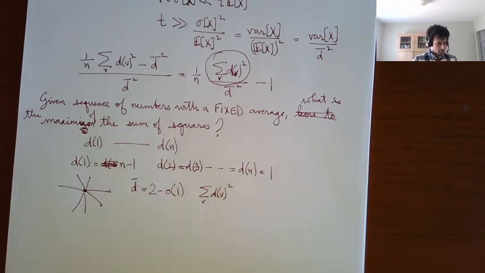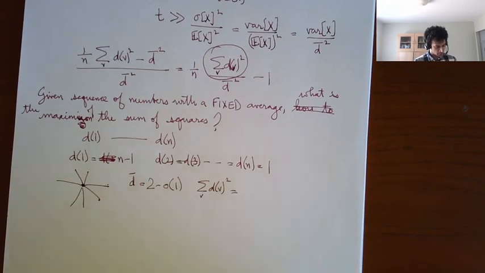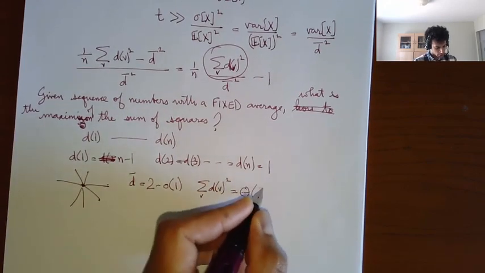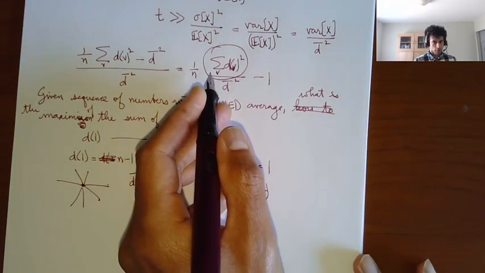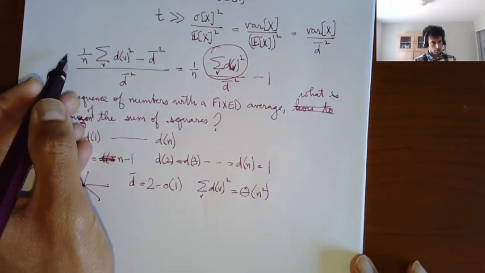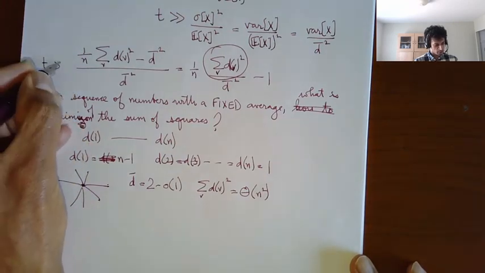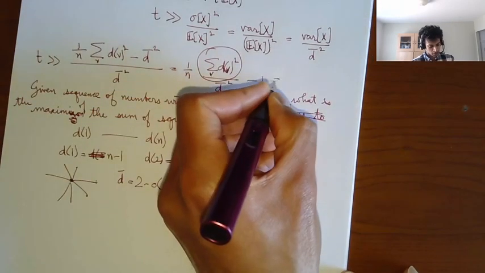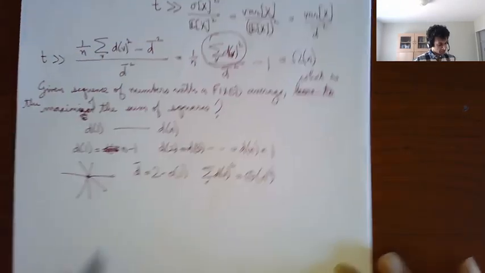Up to thetas. What is the sum of squares? Give me up to theta of n squared. Go and plug this back in over here. Right? So this was what we want t to be. And you'll see that this is basically omega of n, which kind of makes sense.